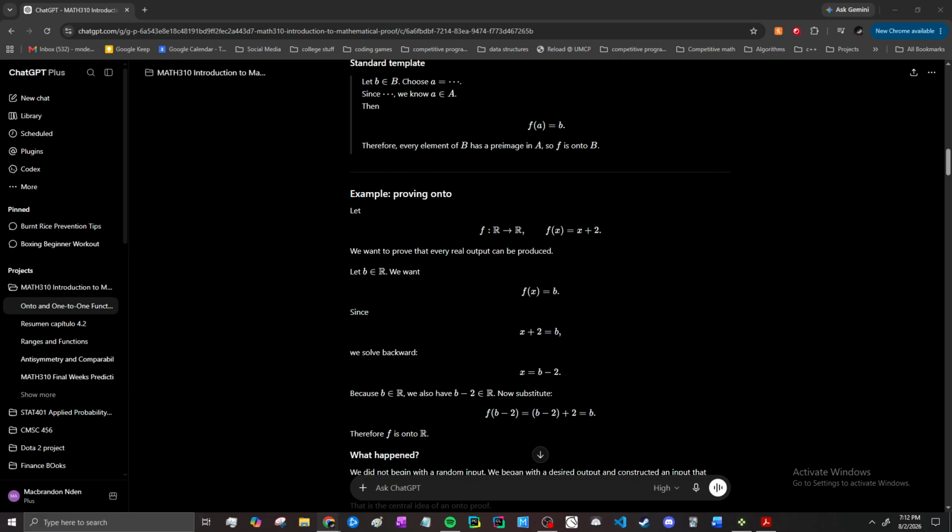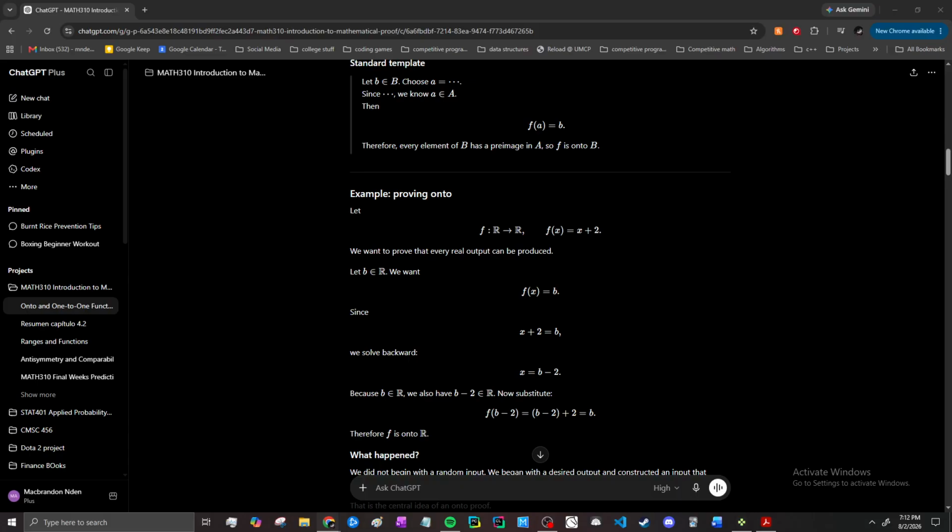So, example, proving onto. For f mapping R to R, we want to prove that every real output can be produced. Let b be in R. We want f(x) equal b, so we work backwards. x plus 2 equals b, so we solve backwards: x equals b minus 2. Because b is in R, b minus 2 is also in R.